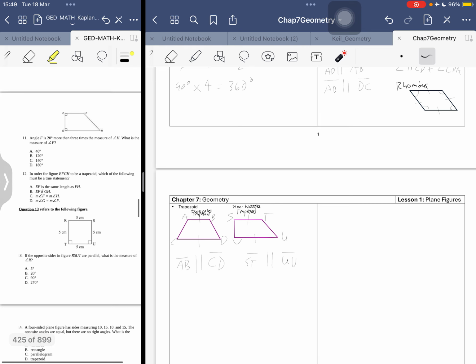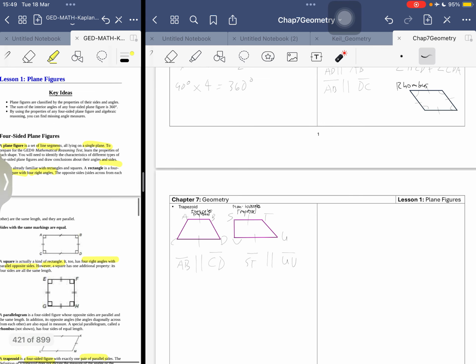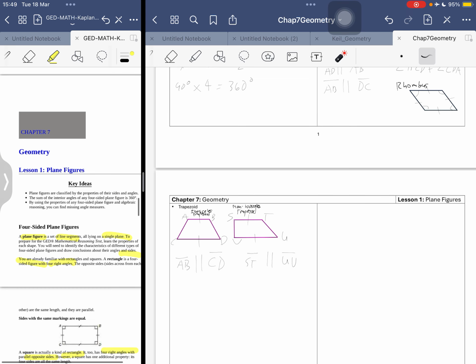So that's it. This is for lesson 1 of chapter 7, geometry, which is about plane figures.